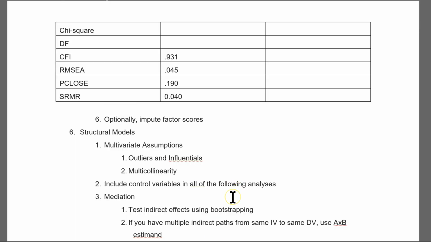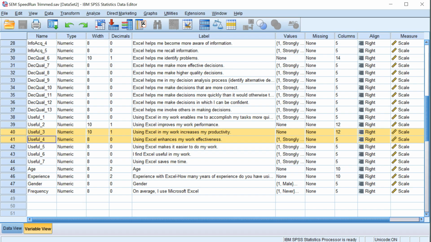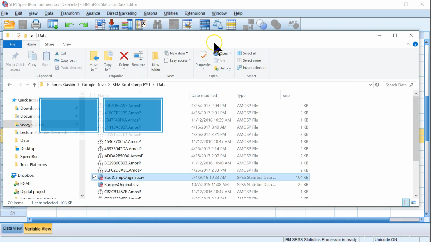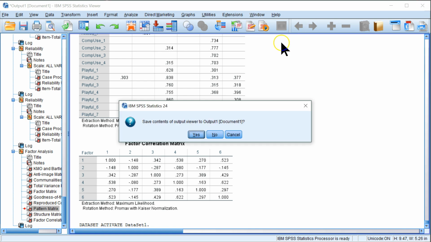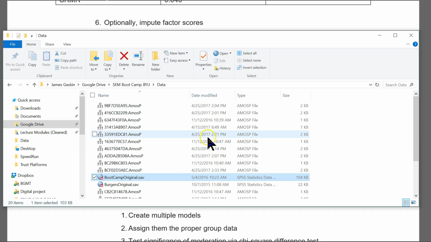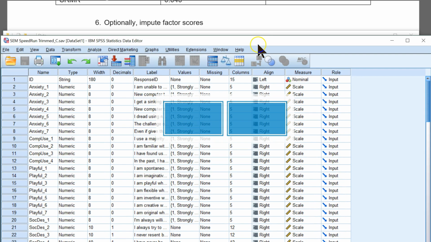Okay. I'm actually running out of time here. Structural models. Multivariate assumptions. Oof. Outliers and influentials. Okay. Outliers and influentials. Actually, we'll need the imputed ones for this. So let's go find that imputed data. Here it is. I'm going to close this one, don't save that one, and let's open this one, trimmed underscore C. Here we go.